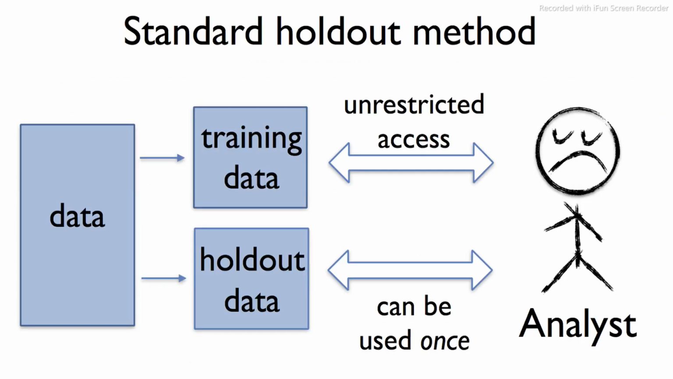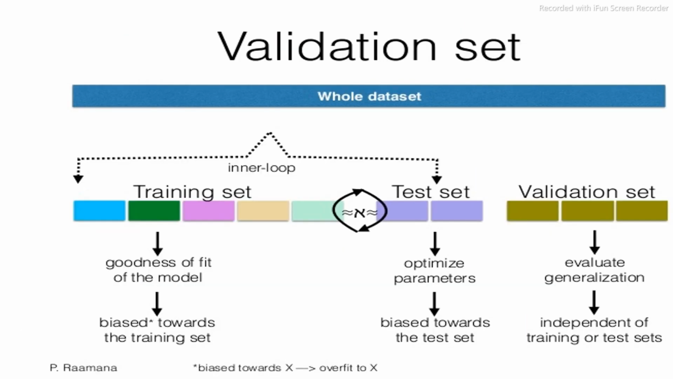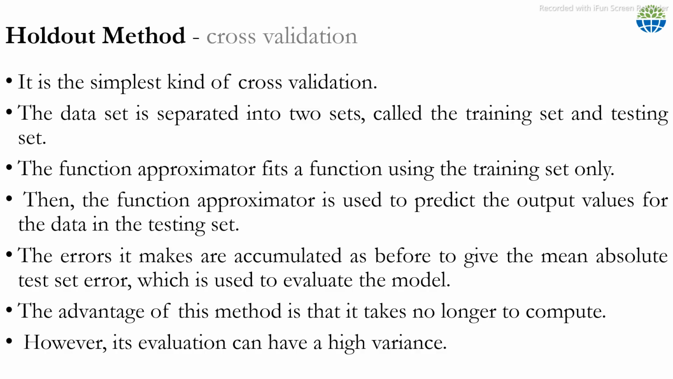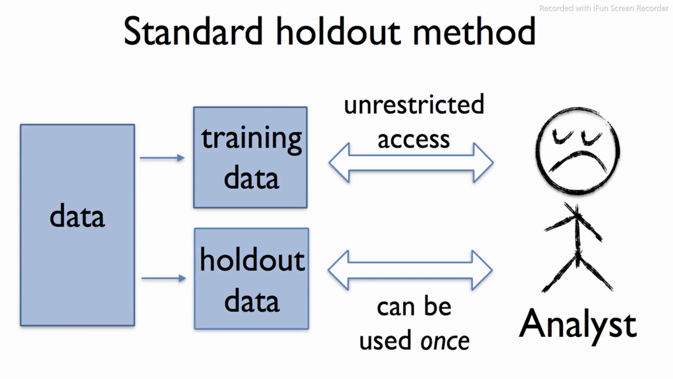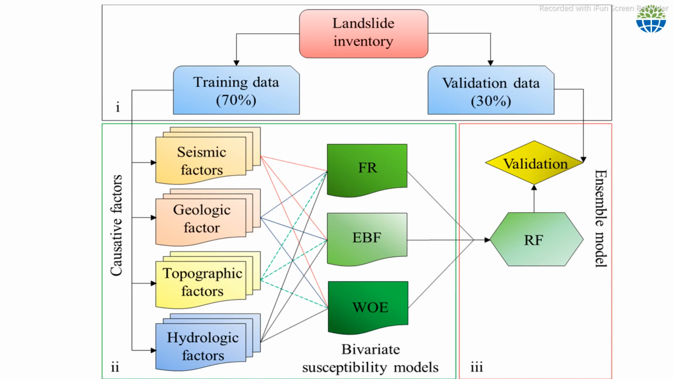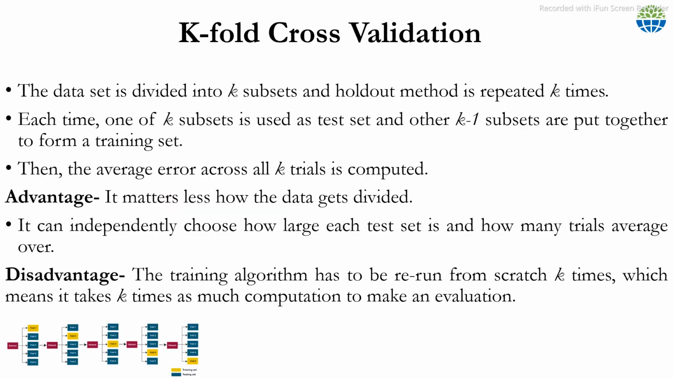The second method is the holdout method, which we have already discussed. We have to compare with the training data, which we can call the standard data. Again, in the case of land use mapping, we can also use this holdout method in land slide inventory or land use mapping.